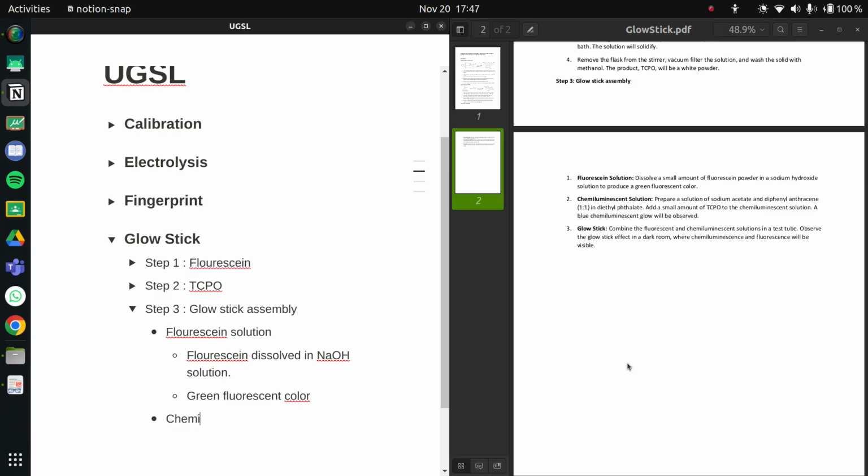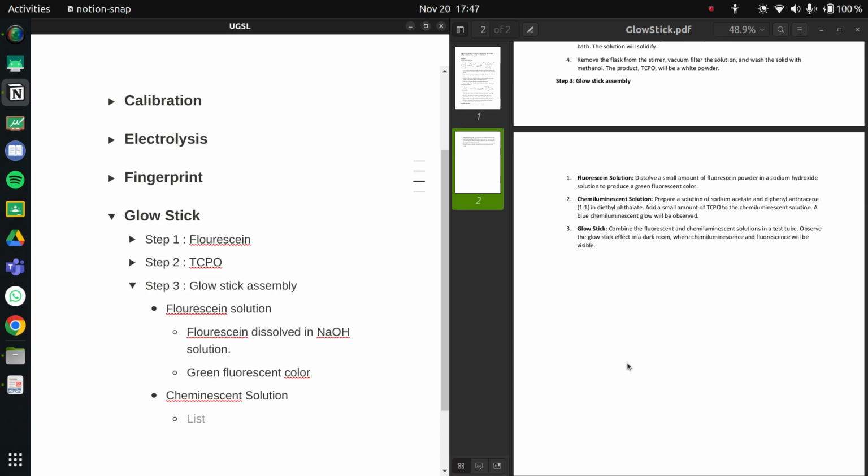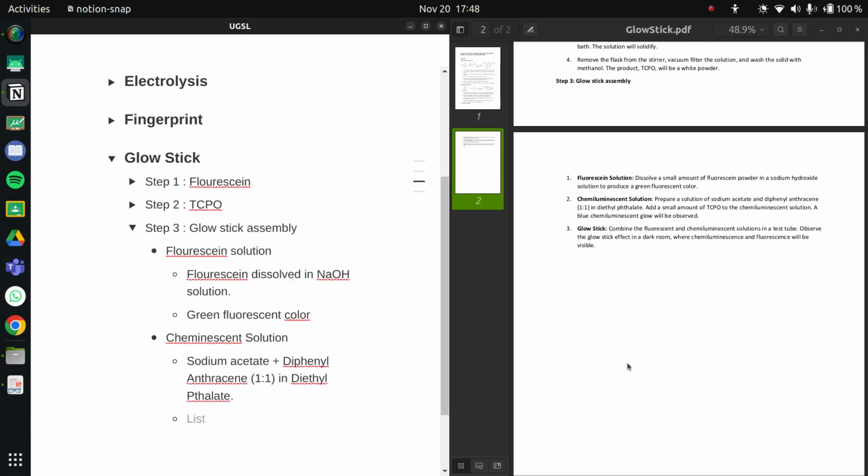Then you also have this chemiluminescent solution, which is you prepare a solution of sodium acetate plus diphenyl anthracene (1:1 ratio) in diethyl phthalate. This is just really weird. Small amount of TCPO2 chemiluminescent solution.